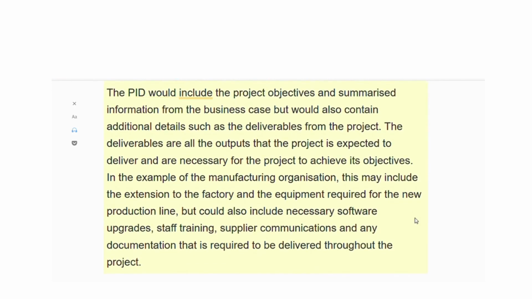The PID would include the project objectives and summarized information from the business case but would also contain additional details such as the deliverables from the project. The deliverables are all the outputs that the project is expected to deliver and are necessary for the project to achieve its objectives. In the example of the manufacturing organization, this may include the extension to the factory and the equipment required for the new production line, but could also include necessary software upgrades, staff training, supplier communications and any documentation that is required to be delivered throughout the project.